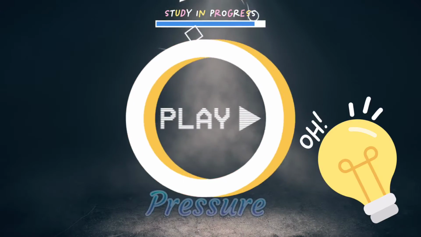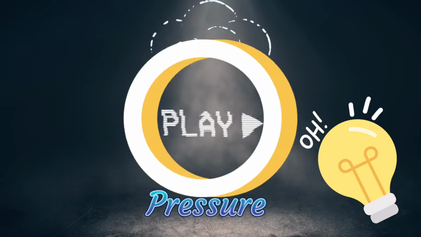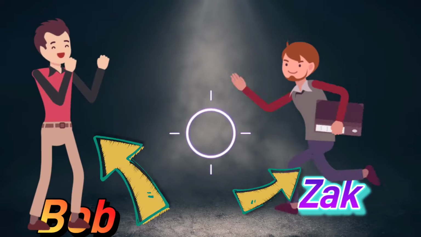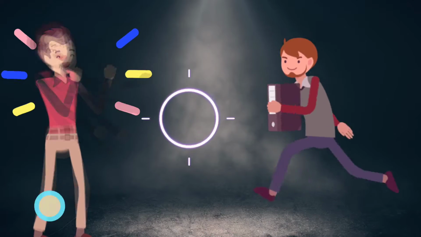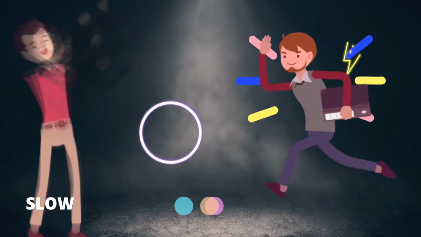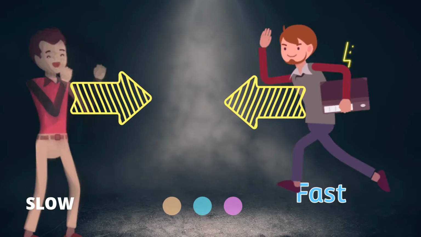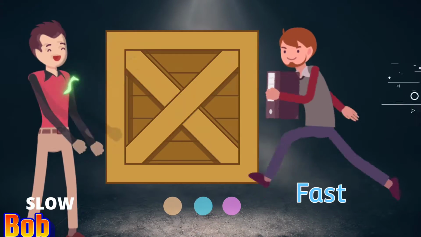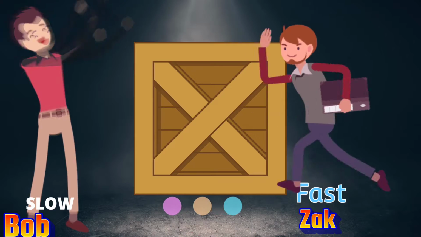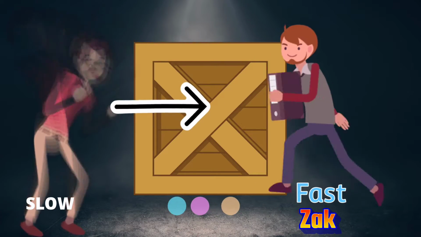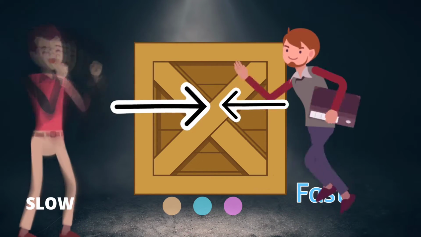Pressure is something that I'd like you to think of like these two guys here. We have Bob and Zach. Bob is a really slow guy and Zach is a really fast moving guy. Now both of them are pushing towards each other's direction with this box. Bob is able to emit an even stronger amount of force in Zach's direction than Zach is, because Bob is a really slow moving guy and Zach moves fast.